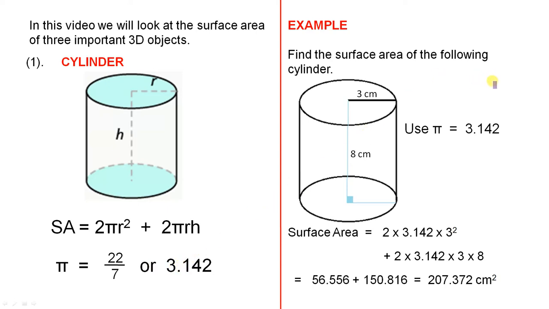And let's look at the example here. Find the surface area of the following cylinder. The cylinder has a radius of 3 centimeters and a height of 8 centimeters. And we're asked to use pi as 3.142. So there's our 2 pi r squared, which is that section, and this is 2 pi r h, which is that section. That part works out to this answer. This part here is that answer. When you add them together, here is our answer for the surface area of the cylinder.